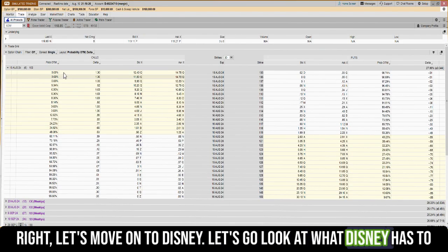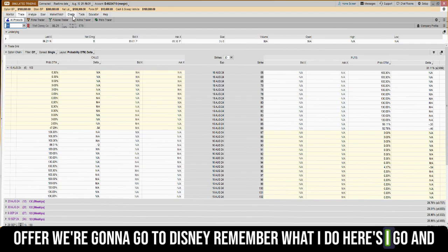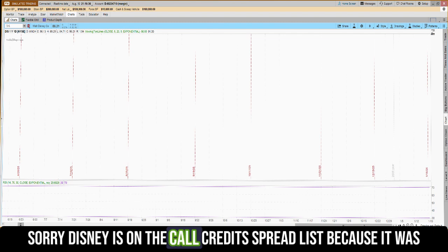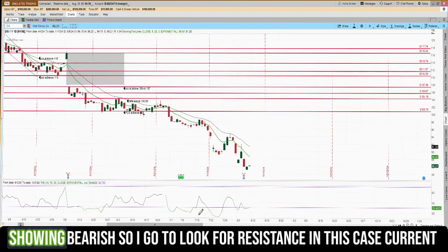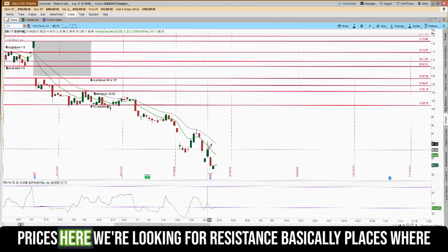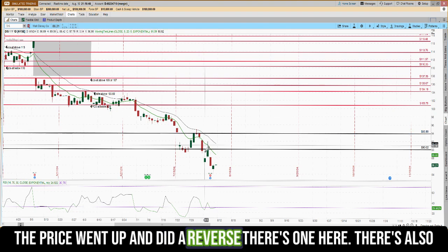All right, let's move on to Disney. Let's go look at what Disney has to offer. We're going to go to Disney. Remember, what I do here is I go and look at the charts first. I want to see what is the support. Oh, sorry, Disney is on the call credit spread list because it was showing bearish. So I go to look for resistance in this case. Current price is here.